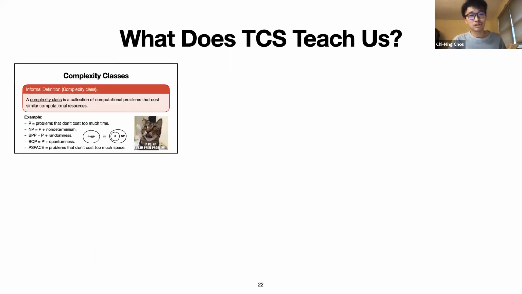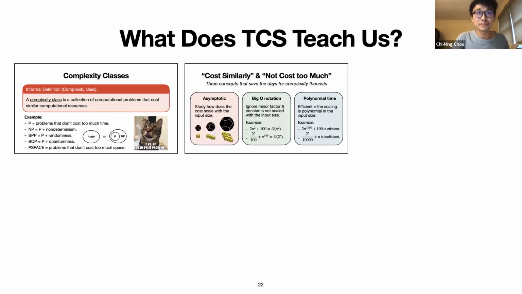So, just a very quick recap. In the second lecture, we talked about the modern study of theoretical computer science. In particular, people focus on something called complexity classes, which put computational problems with similar consumption of computational resources together. We saw lots of complexity classes like P, efficiently solvable problems, NP, BPP, BQP, etc. And complexity theorists try to study the relations between these complexity classes.